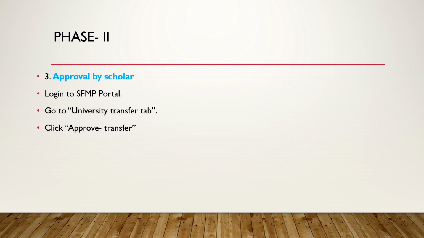For that, the scholar will have to log into the SFMP portal, and then go to the university transfer option. Normally the university transfer tab would not have anything. After the initiation from the current institution, we can see a page there, and finally we will have an option to approve the transfer. Now we have to click approve transfer. This is the end of phase 2, which has to be done by the scholar.